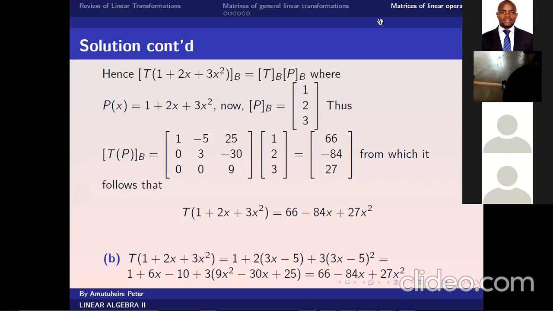66, negative 84, and 27. Okay, let me read it. Here, you tell me where. How do you get those figures? Those 66, negative 84?